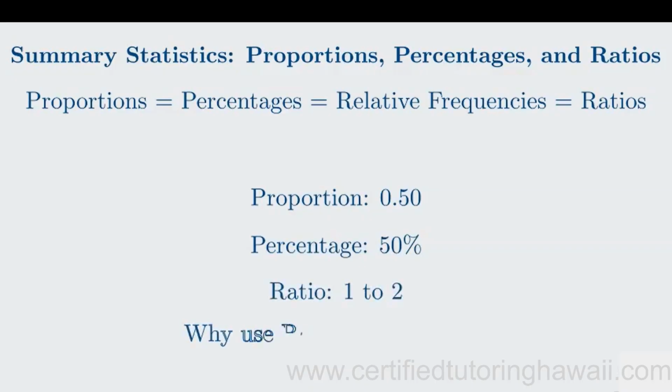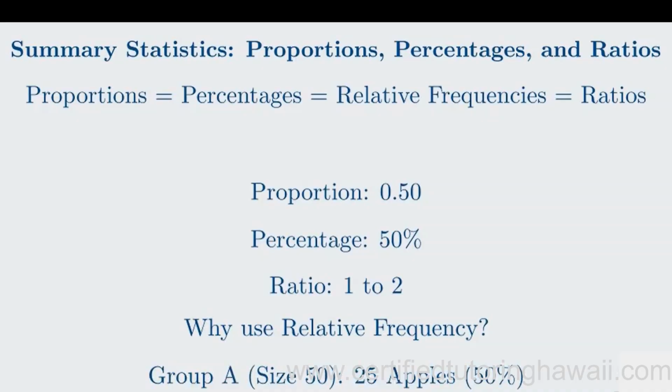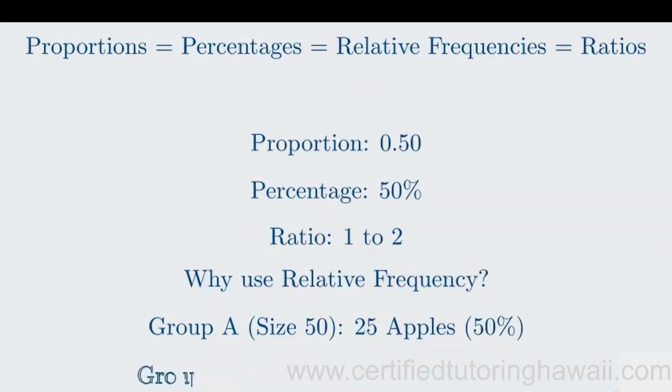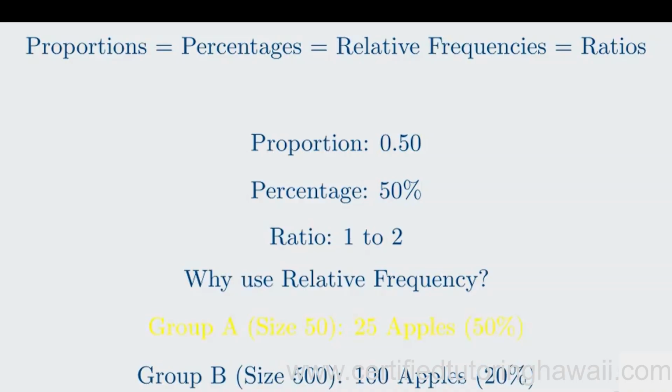Relative frequencies are particularly helpful when comparing 2 groups of different sizes. If Group A has 25 people who like apples, and Group B has 100, Group B has a higher count. However, the relative frequency shows that apples are actually more popular in Group A, where 50% like them, compared to only 20% in Group B.